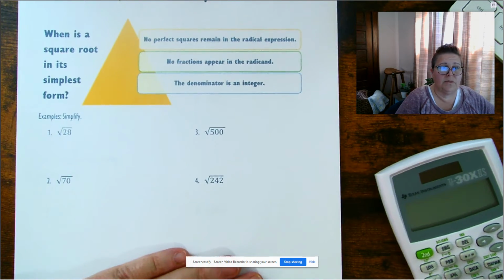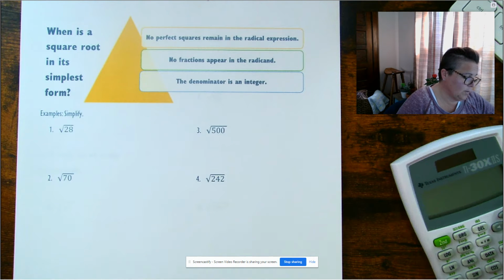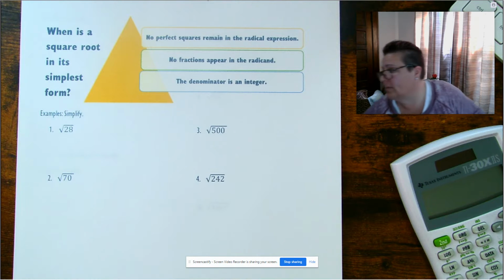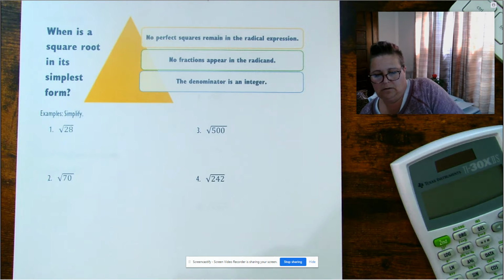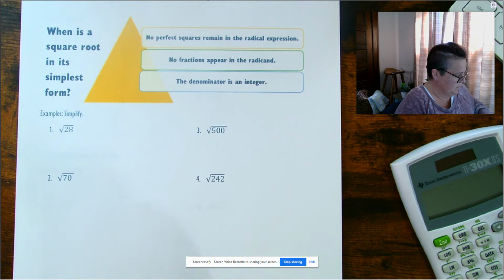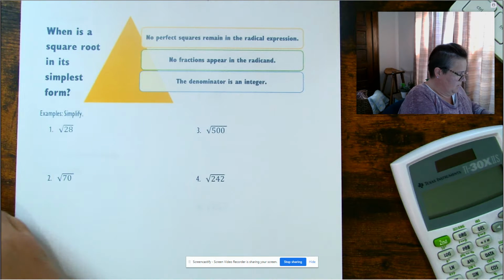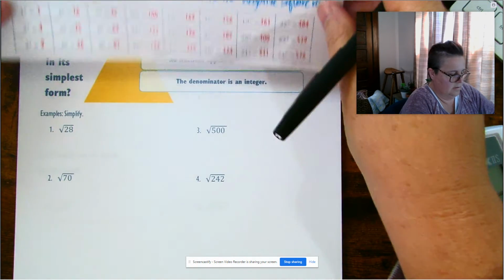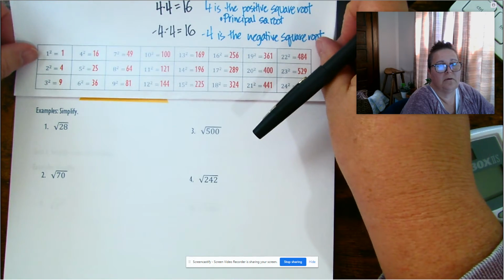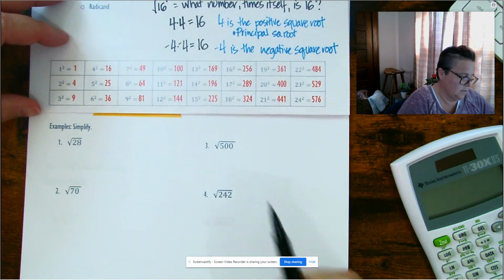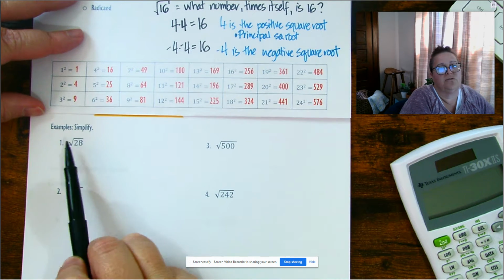So how do we do this? We look at something like the square root of 28. And it's probably best if we use our list of perfect squares. Let me get my list. I'm going to pull out this list of perfect squares and put it at the top. So here's my listing of perfect squares. I've got the first 24 perfect squares. Do any of these go into 28?